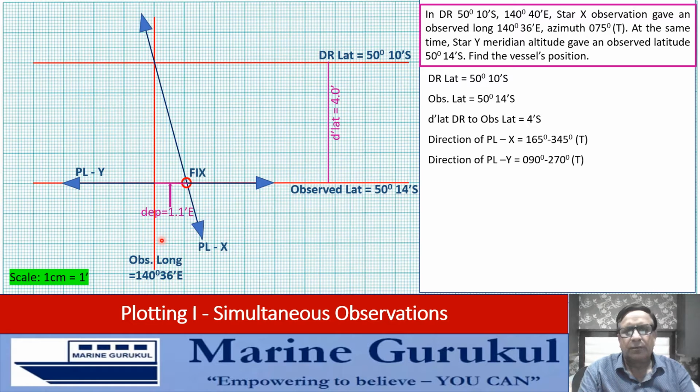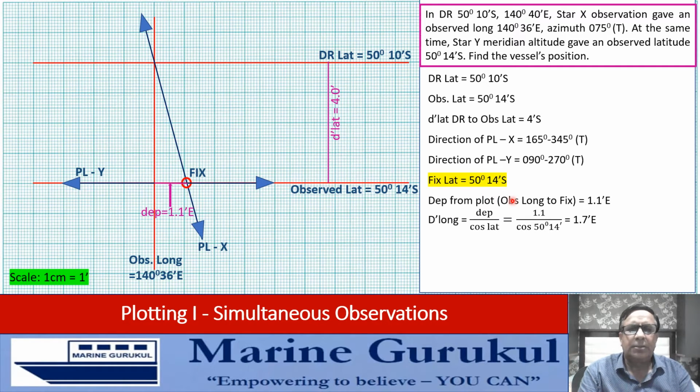So we see that the departure is 1.1 minutes east from the observed long. So we come this side for calculations now. Fixed lat is same as observed lat, 50 degrees 14 minutes south. Departure, read off from the plot using the same scale out here. From observed long to fix is 1.1 minutes east.